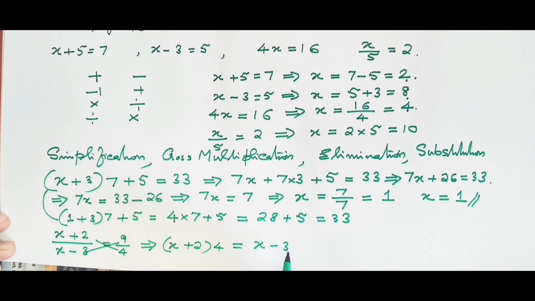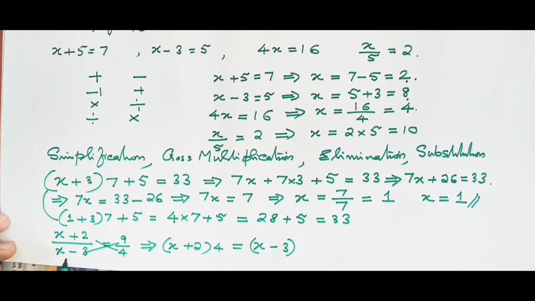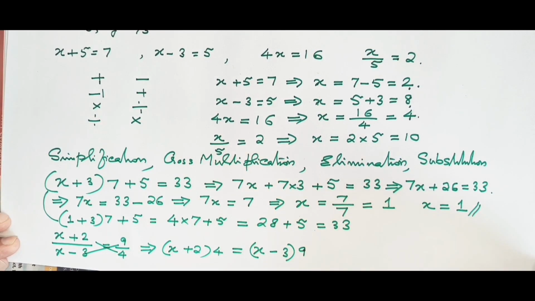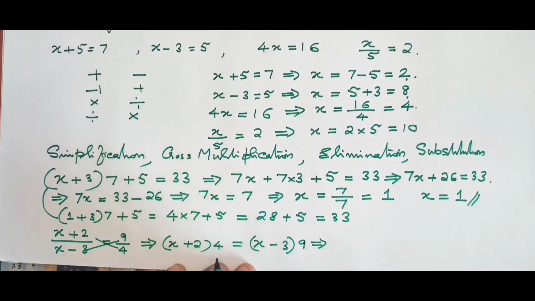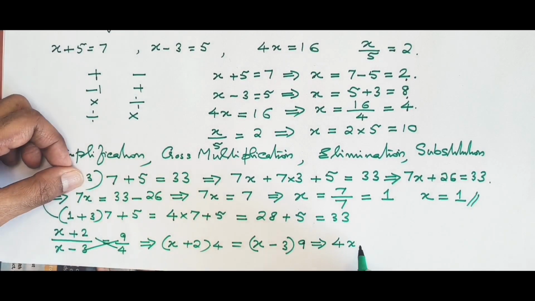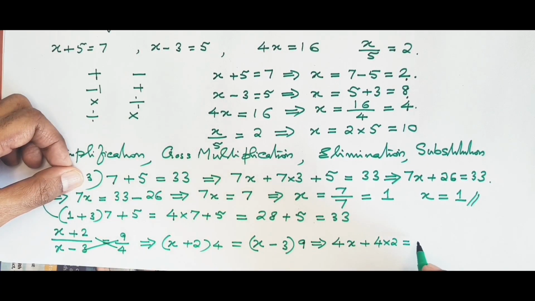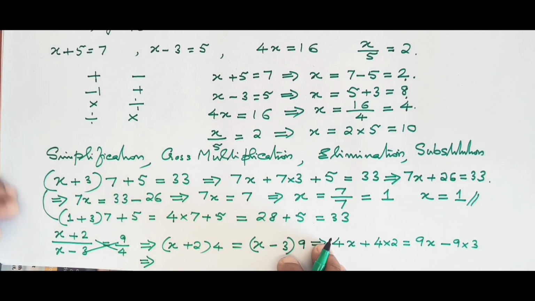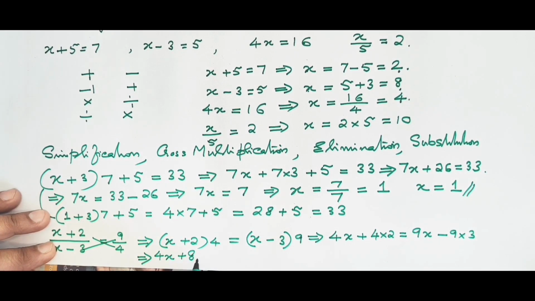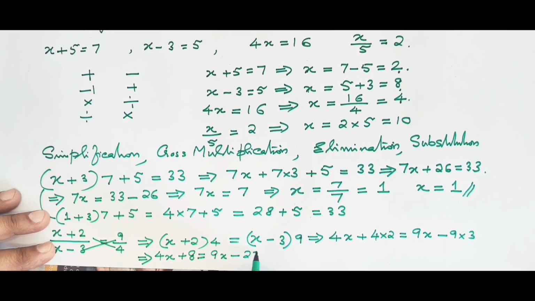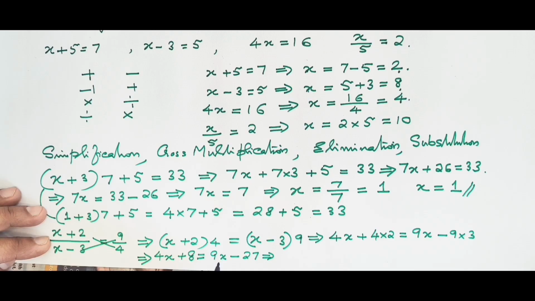So when cross multiplying, keep in mind there are two terms here, so you put a bracket. Otherwise, there is a chance for making a mistake. In the next step, we will just simplify, distributing 4 to both the terms inside. 4x plus 4 multiplied by 2. Similarly, on the right side, 9x minus 9 into 3. In the next step, 4x, 8 here. So 9x minus 27.